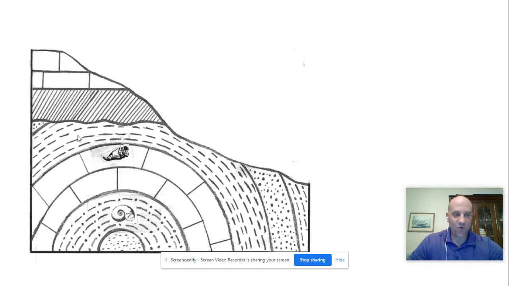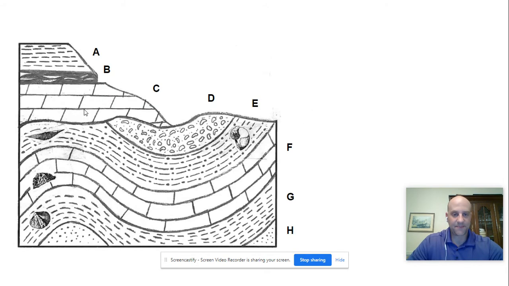Here's another example of an unconformity. We have some folded layers and some horizontal layers. So in between the folded and the horizontal, there had to be a period of erosion to cut this kind of flat before these new horizontal layers could be deposited on top.